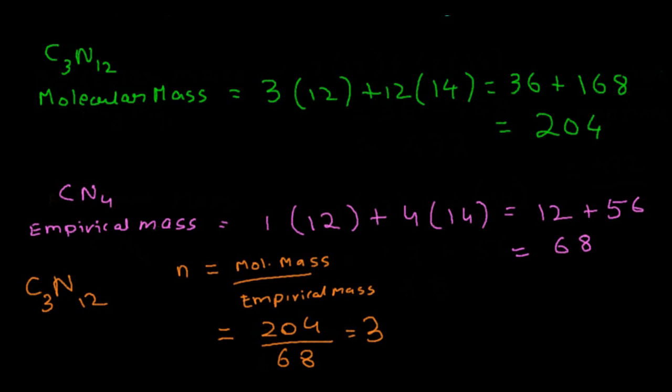So this is how you first find the molecular mass, then find the empirical mass. You find the multiple constant and multiply this constant to the subscripts of the empirical formula to get the final molecular formula. We'll be solving some more such examples and problems in the next video.